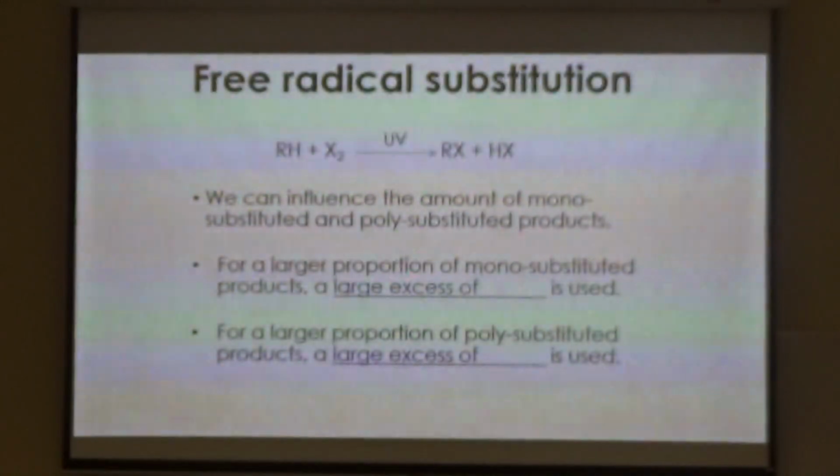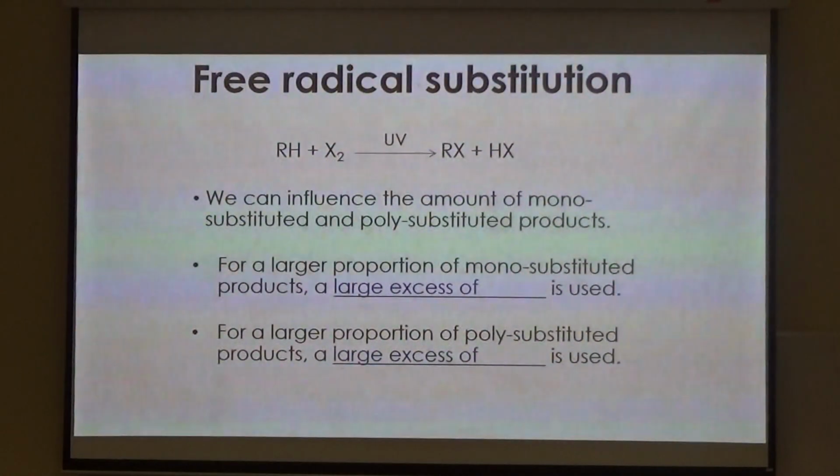So for a large proportion of mono substituted products, I will use a large excess of the RH. Because if I have more methane, like in the previous case, as compared to the X2, mono substitution will occur. But if I want a large proportion of the poly substituted, that means I want more than one H being substituted, I will use more of the X2.